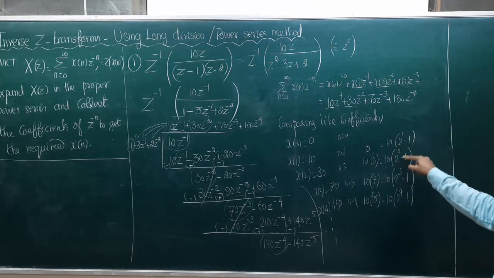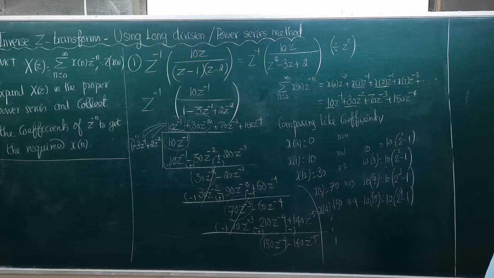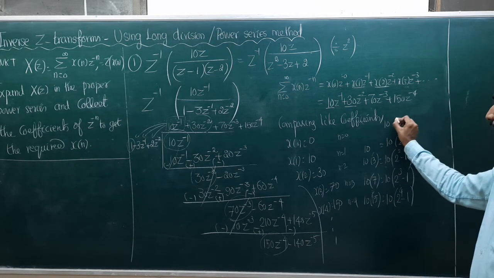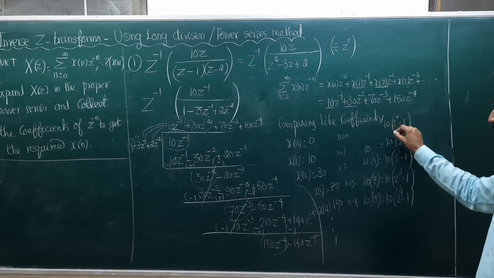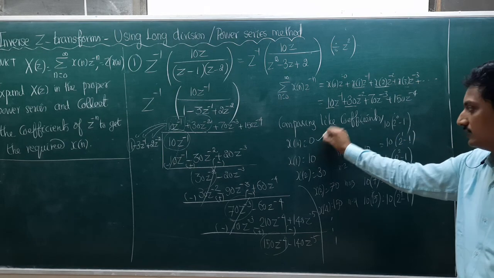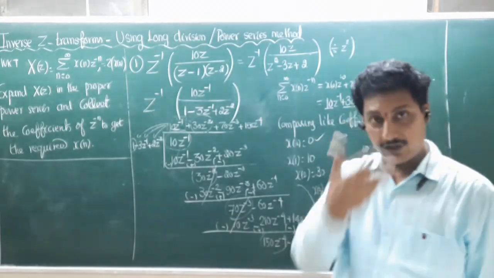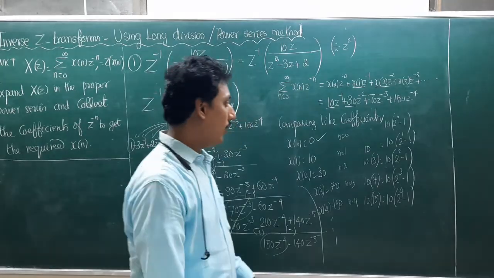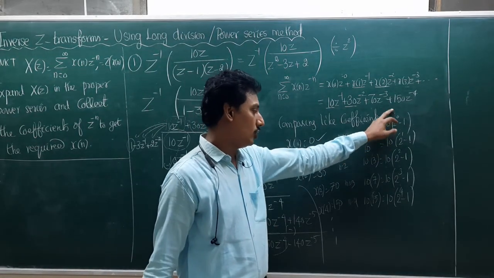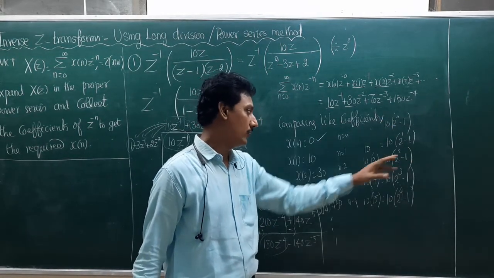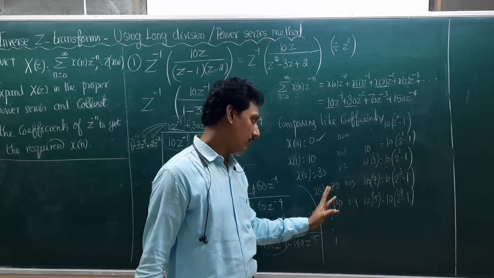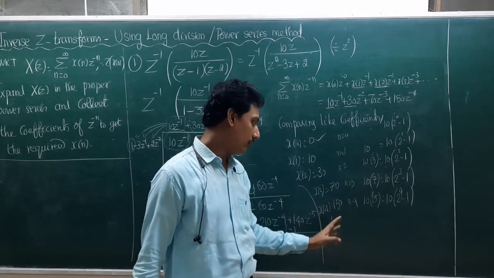So 1, 2, 3, 4. What about n equal to 0? I think it is 2 to the power 0 minus 1. What is 2 power 0? 1. 1 minus 1 is 0. That's why we get 0. So we can generalize it. That is very important. When n equal to 0, it is 2 to the power 0 minus 1. N equal to 1, 2 power 1 minus 1. N equal to 2, 2 power 2 minus 1. N equal to 3, 2 power 3 minus 1. N equal to 4, 2 power 4 minus 1.